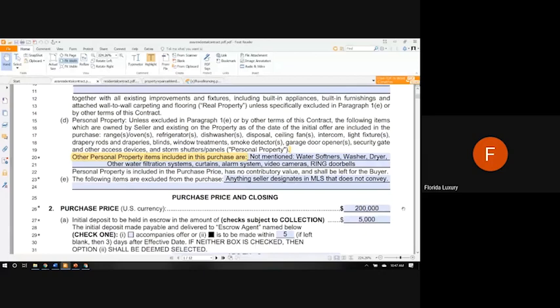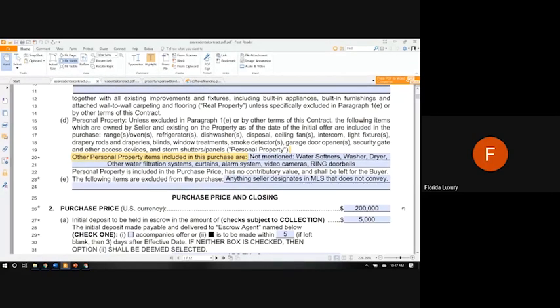I ended up buying a $50 set of curtains. Let's just leave it at that. It was a blackout curtain in approximately the same color. That was as far as I was going with it. But if there's ever a question, and your buyer is like, hey, I specifically want to make sure this stays, then document it here. That's kind of the thing.